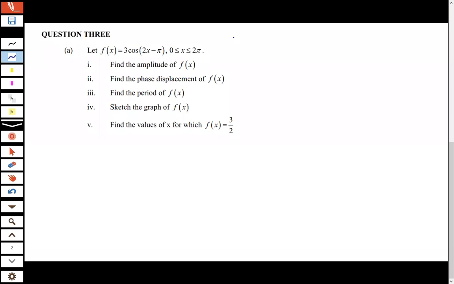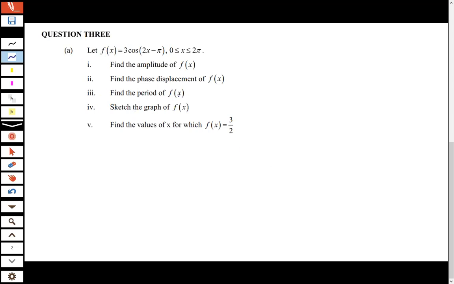Okay, so welcome back to this tutorial. In this tutorial, I'm going to show you how you can sketch the graphs of a cosine function. Of course, according to the question, we'll also discuss how you can find the amplitude, how you find the phase displacement, how you're supposed to find the period, and also how to sketch the graph.